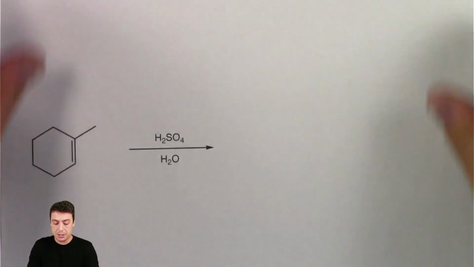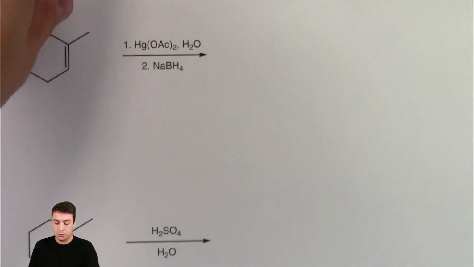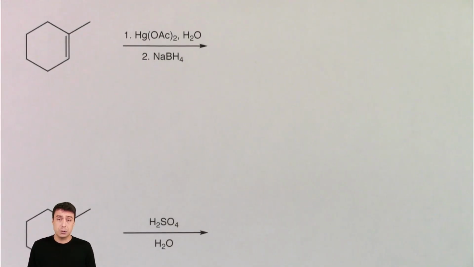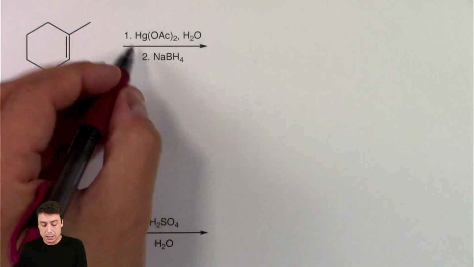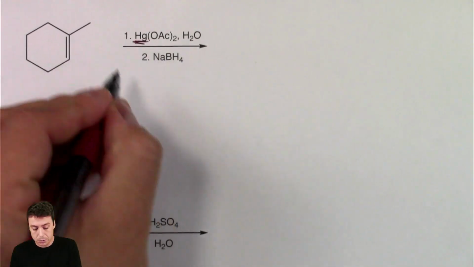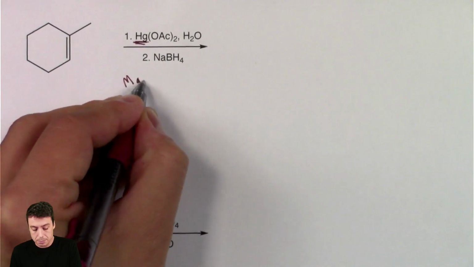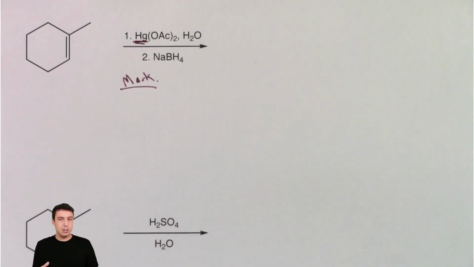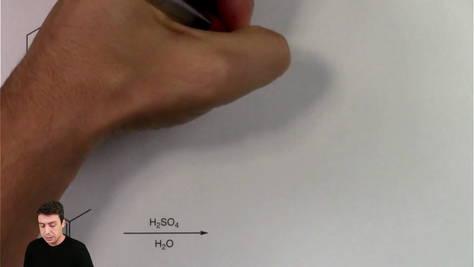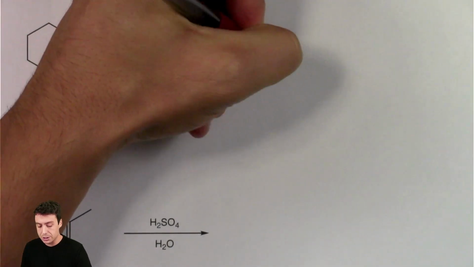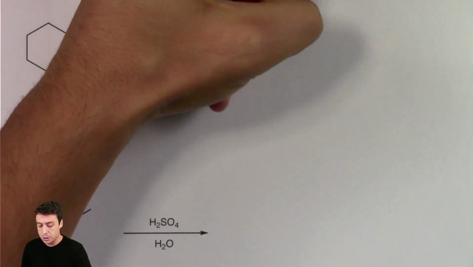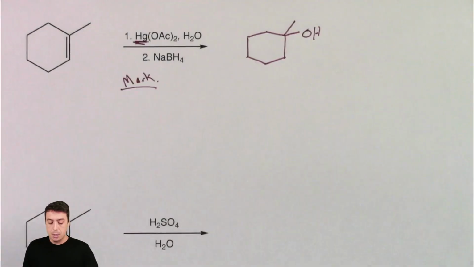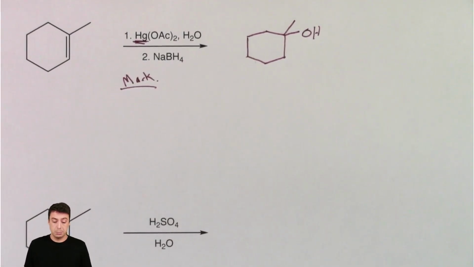So these, oxymercuration with water followed by H2SO4 and water, are two very, very similar reactions. Remember, oxymercuration, if you see mercury, think mercury is Markovnikov. So we have a bridged intermediate, kind of like Br2 and Cl2, followed by NaBH4, which is the reduction step to get rid of the mercury. So this is a Markovnikov addition of OH. So we would put the OH at the more stable position on the double bond.